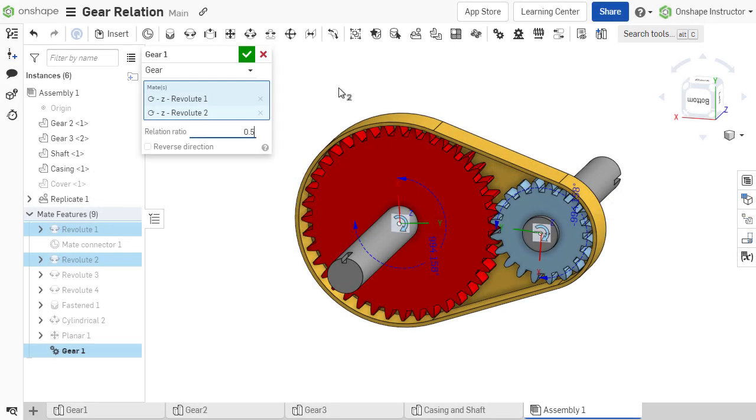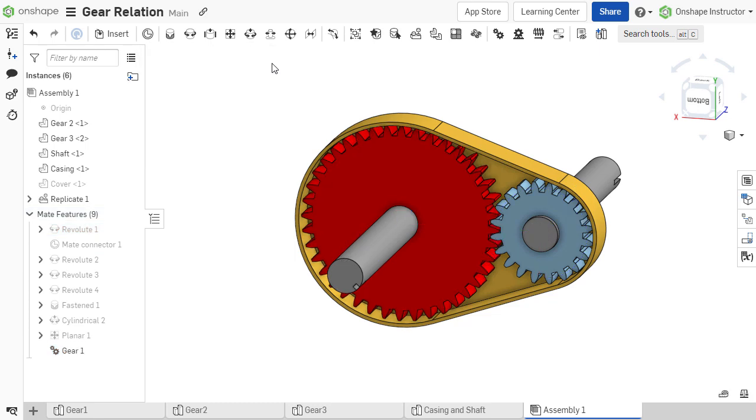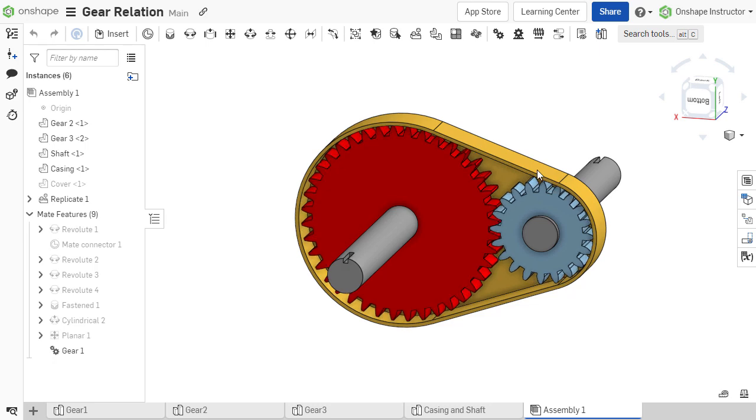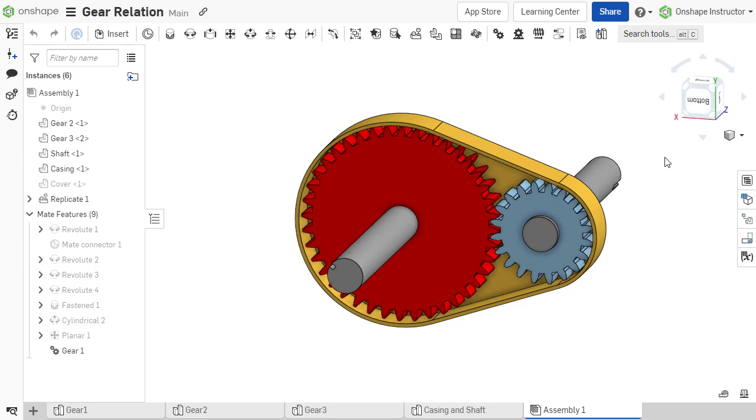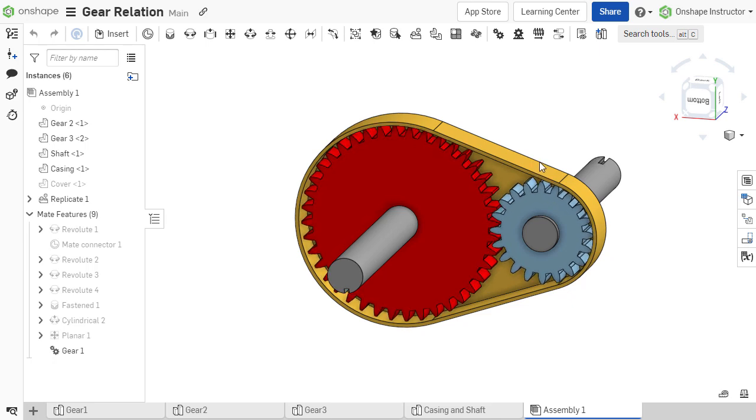The gear relation relates two mates with a revolute degree of freedom. This mate relation creates a constant ratio of angular rotation between the two degrees of freedom, allowing components to rotate with one another when one of the components is moved.